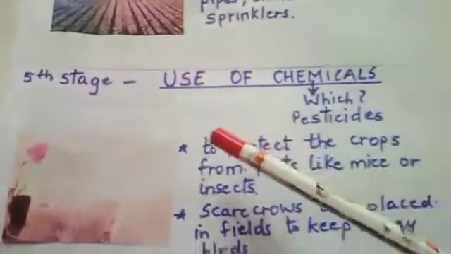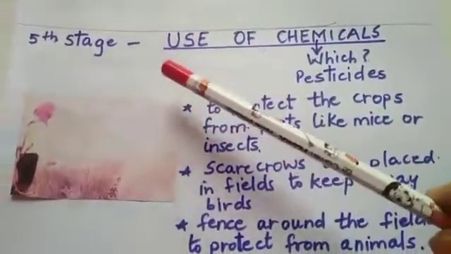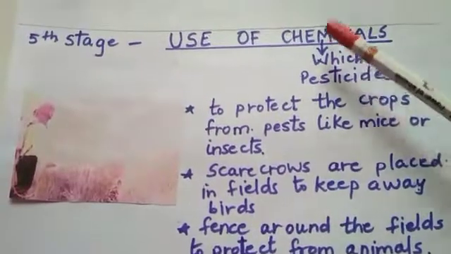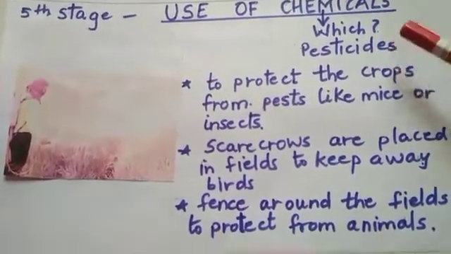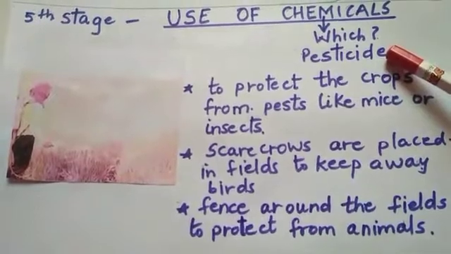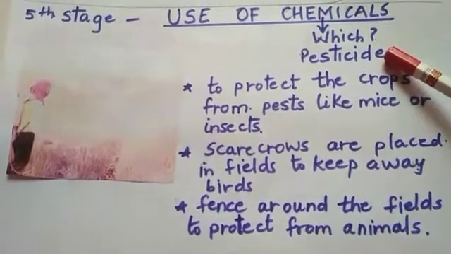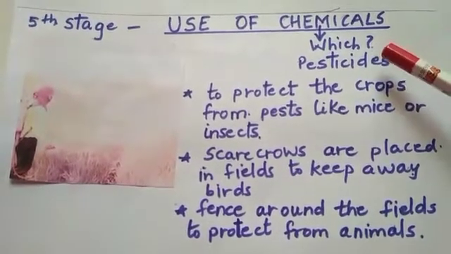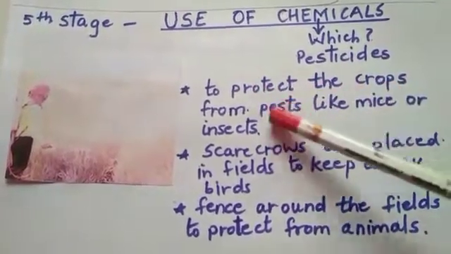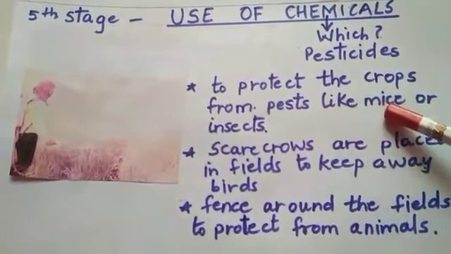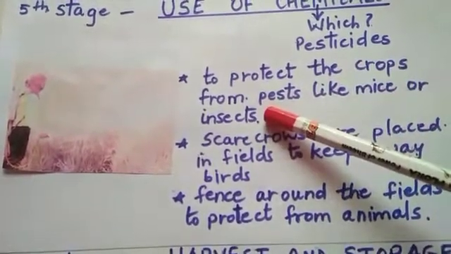Now after the fourth stage, we move on to the fifth stage. Fifth stage is use of chemicals. Now which chemicals are used? They are called pesticides. Now why are pesticides used? Why are pesticides sprayed over the crops growing in farms? To protect the crops from pests like mice or insects.